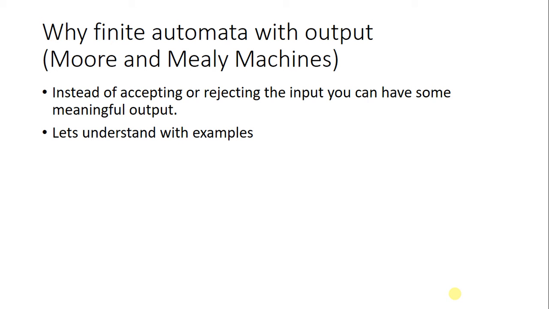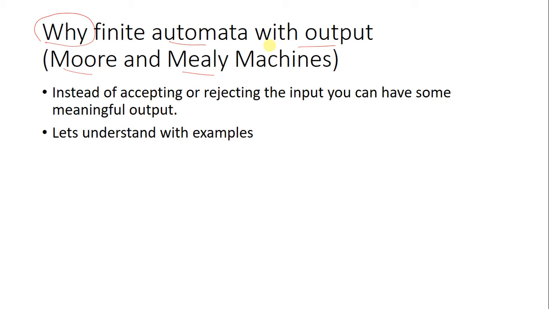Today we are going to discuss finite automata with output, and here we have two theoretical machines for this. The first one is the Moore machine and the second is the Mealy machine. Now the question is why we need an automata with output? So this is a simple automata, but here we have some output.